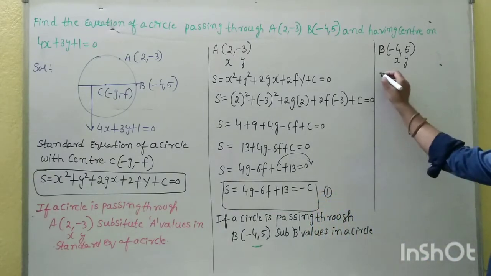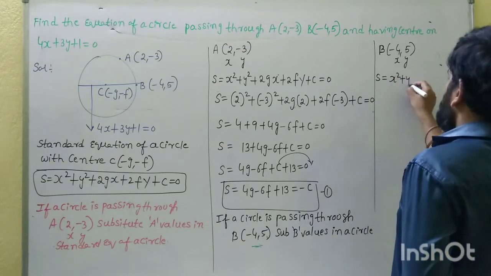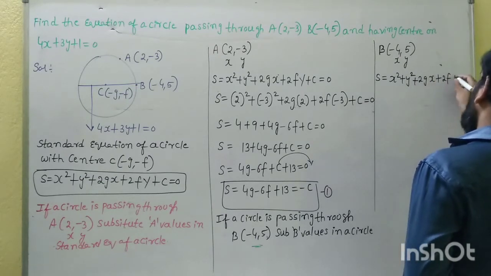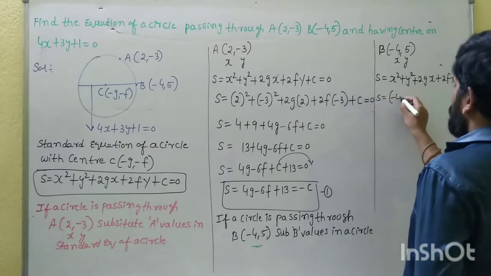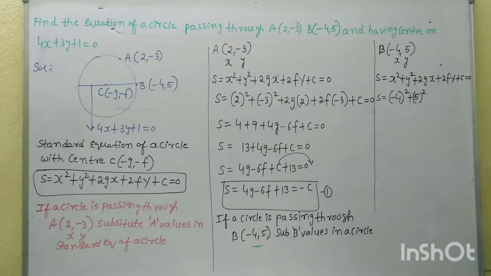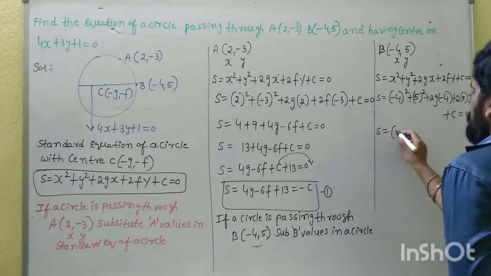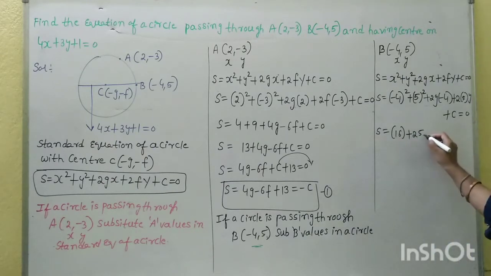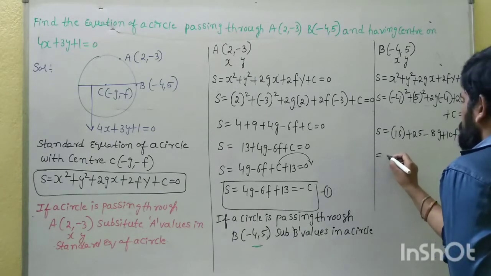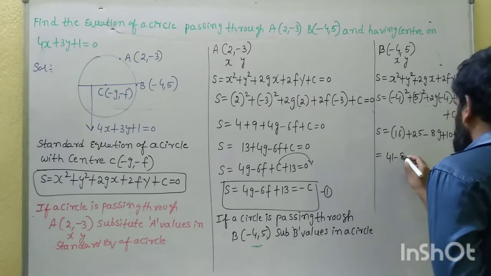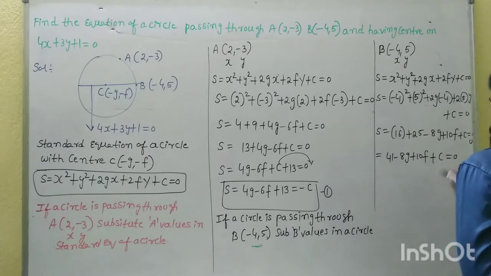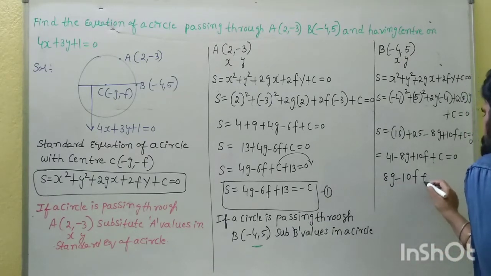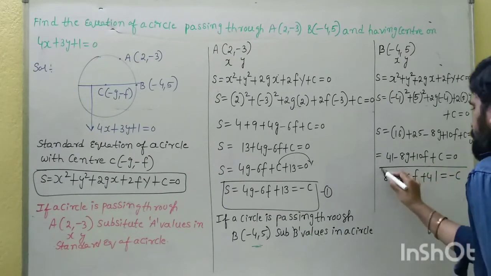What is the substitution? It will be S equals x square plus y square plus 2gx plus 2fy plus c equals 0. Then S equals minus 4 whole square plus 5 square plus 2 into g into minus 4 plus 2 into f into 5 plus c equals 0. Then S equals 16 plus 25, minus 8g plus 10f plus c equals 0. 16 plus 25 is 41. So 41 minus 8g plus 10f plus c equals 0, that is 8g minus 10f plus 41 equals minus c.